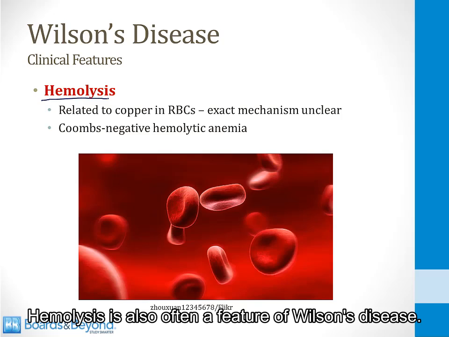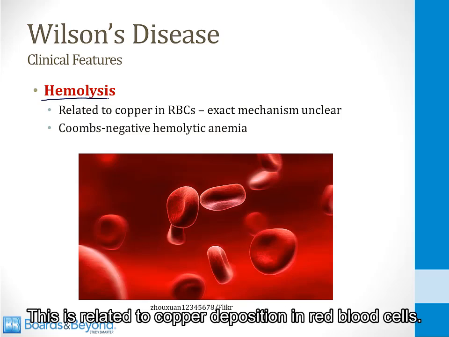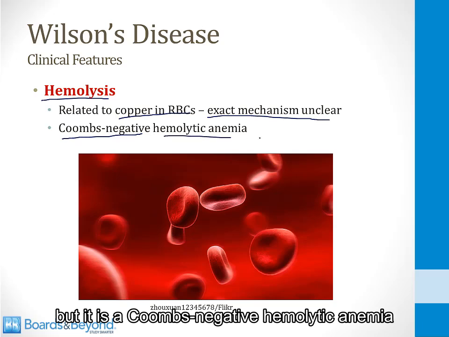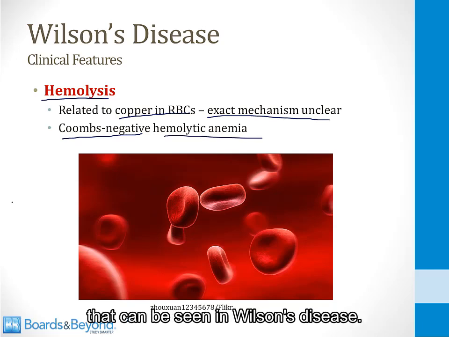Hemolysis is also often a feature of Wilson's disease. This is related to copper deposition in red blood cells. The exact mechanism is unclear, but it is a Coombs negative hemolytic anemia that can be seen in Wilson's disease.